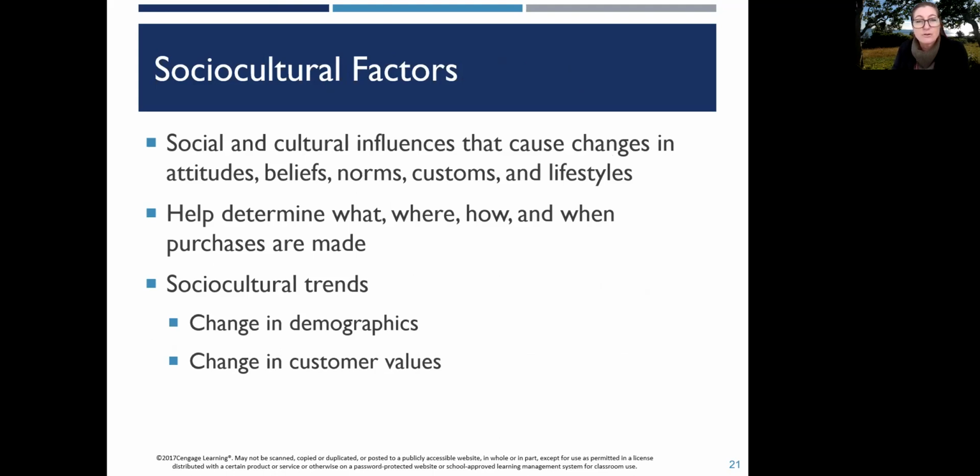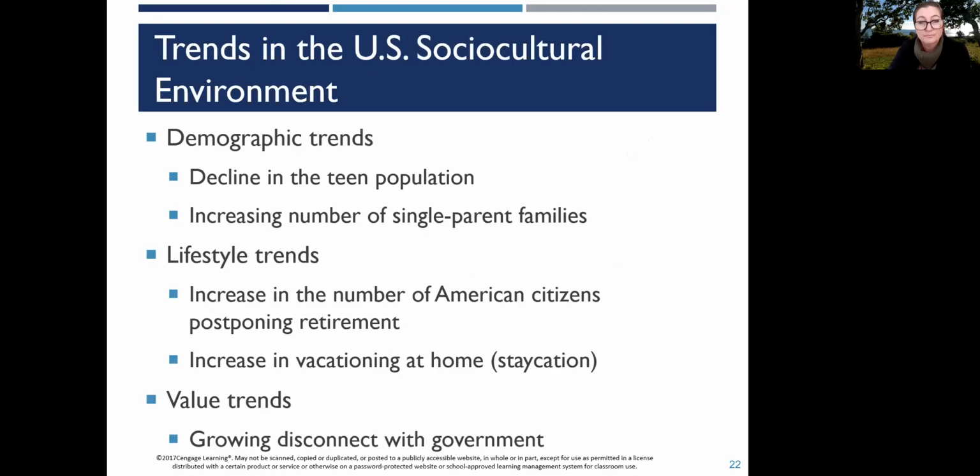Okay, sociocultural factors influence causes and changes. Social and cultural factors cause changes in the beliefs and norms in a society. And we have an aging population throughout the world, including in America. So this is a demographic sociocultural trend. And there's also shifting trends with regards to what customers value.